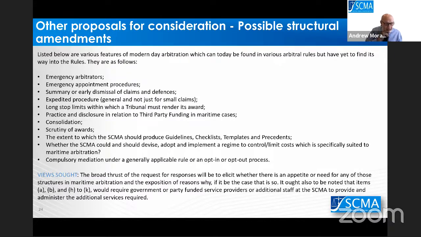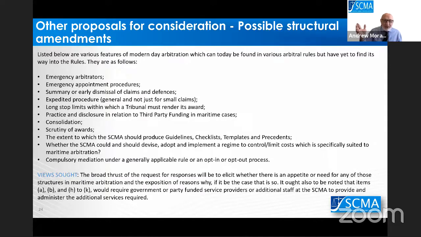It's really a matter for you as consultees whether you are gripped by any of these particular ideas that have currency in other fields of arbitration, and whether there is any benefit in the importation of any of them into maritime arbitration. You'll note that I'm not completely enthused with all of this. It's obvious. I'm sorry, I can't hide it.